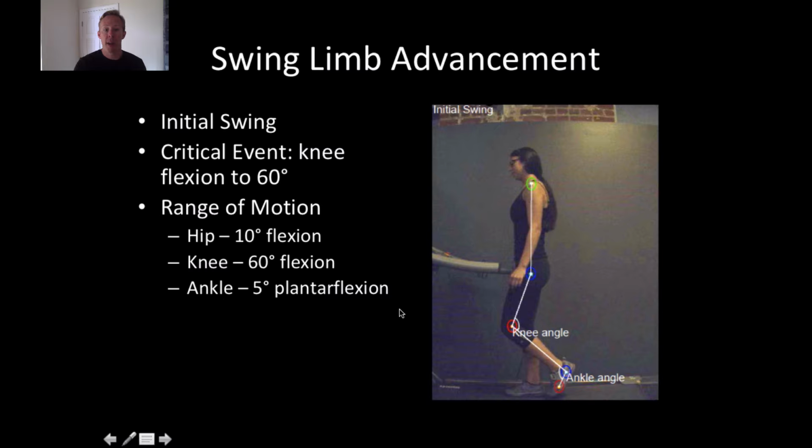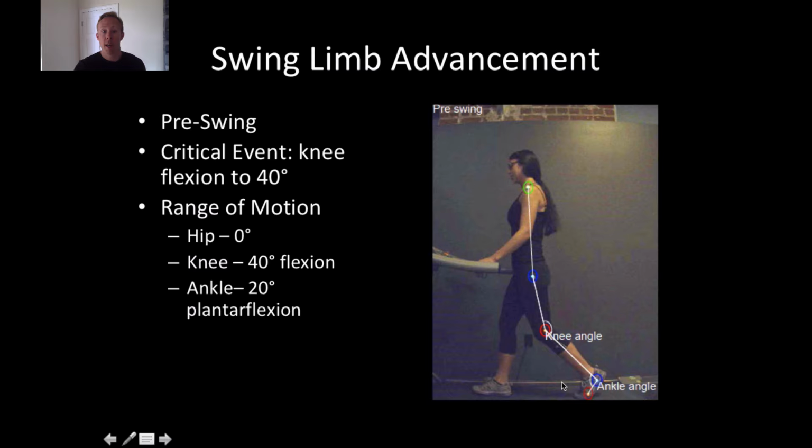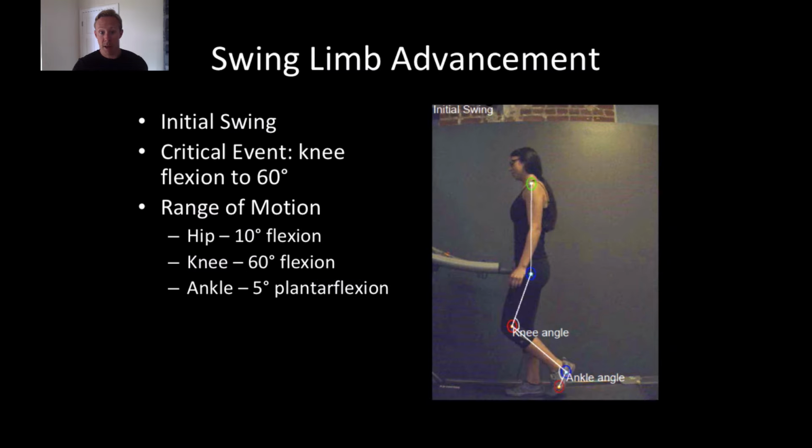And the ankle is in 5 degrees of plantar flexion. It's still pointed just a little bit. Remember back here it was pointed at 20 in pre-swing. Now it's pointed at 5. So we've used our ankle dorsiflexors to pull the ankle up, lift the toes, getting ready to step forward so we don't catch the ground.